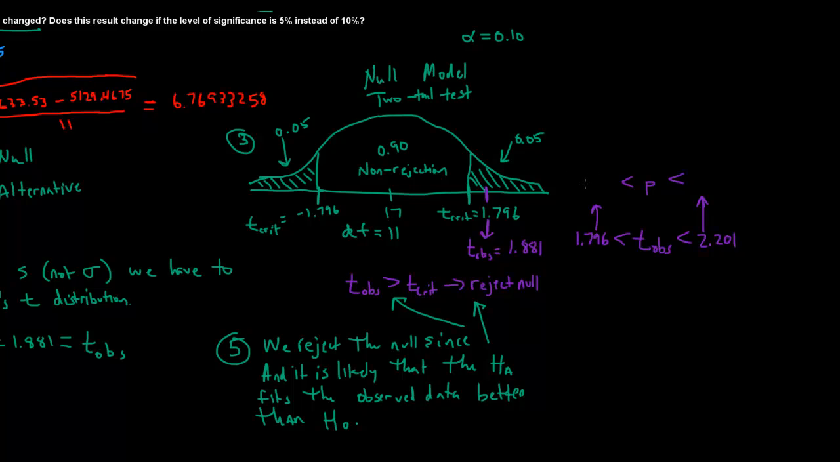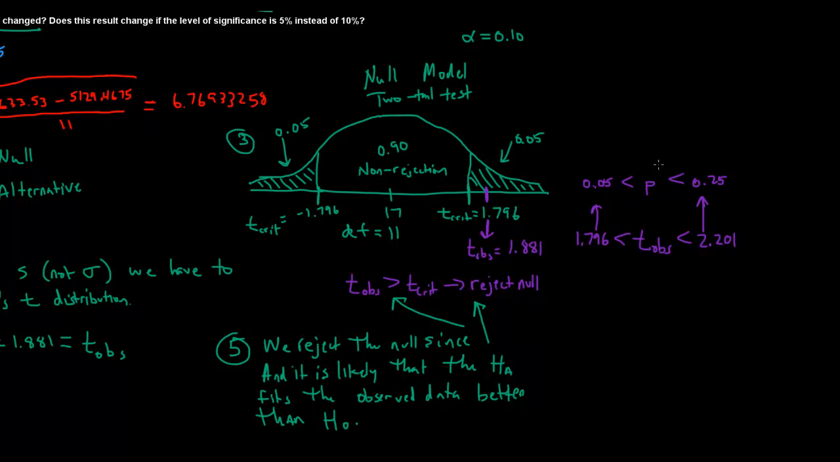So 0.05 and 0.25. Okay? All right, so let's see here. Now, if you do this, we can see that the p-value lies somewhere between 0.05 and 0.25.